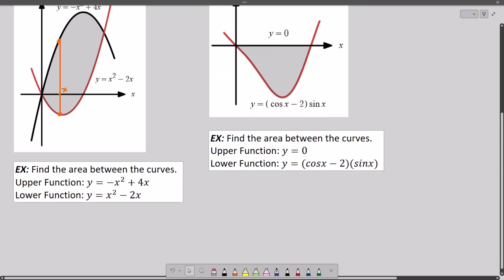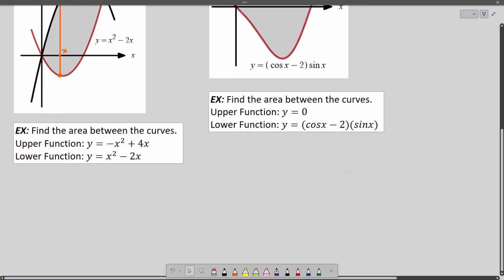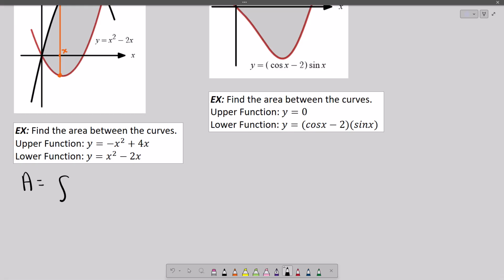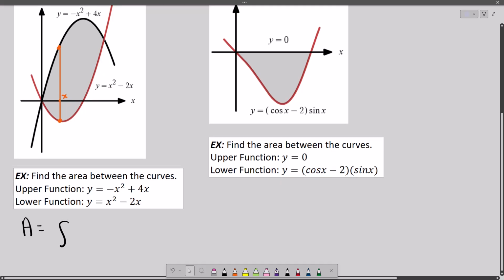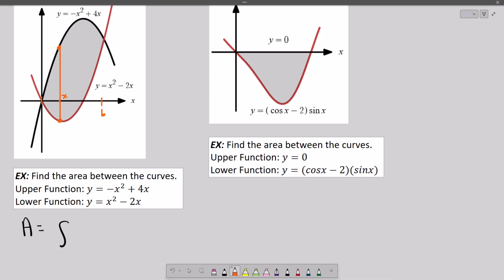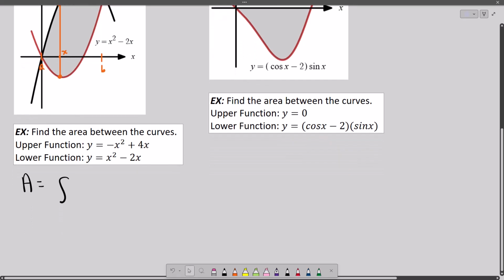And so when we go to find our area, the area between these curves is going to be the integral from that intersection point to this intersection point. So we definitely need to figure out what this b is right there, and that a appears to be 0. But that's going to be our interval. We'll find those in 1 minute.